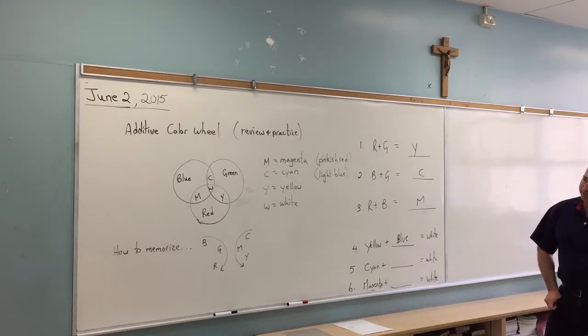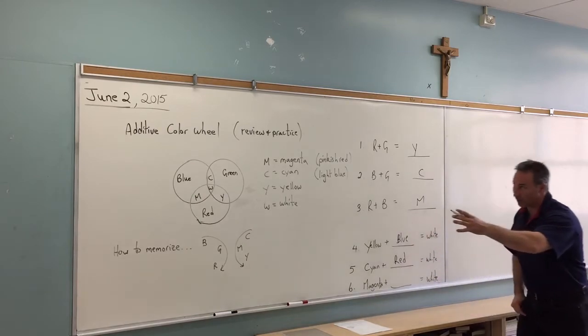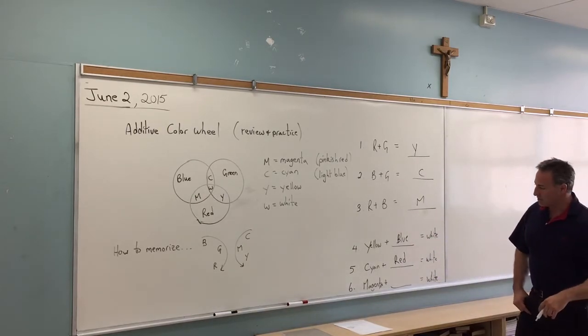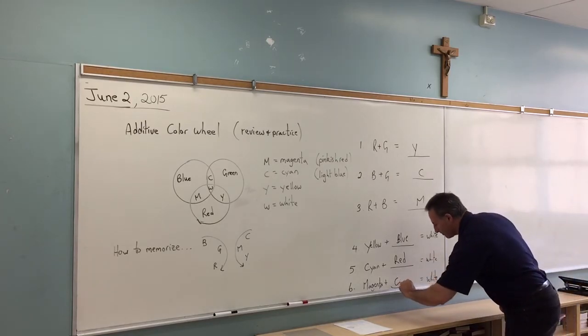Cyan plus what gives you white? Red. The color wheel tells us the answer. So once you memorize the color wheel, it makes answering all these questions very easy. Magenta plus green gives you white. So there's your additive color wheel.